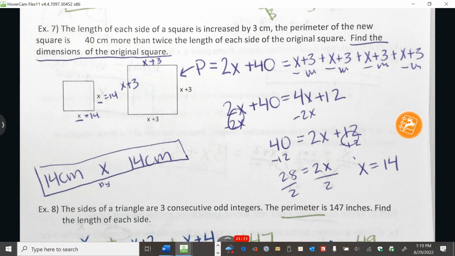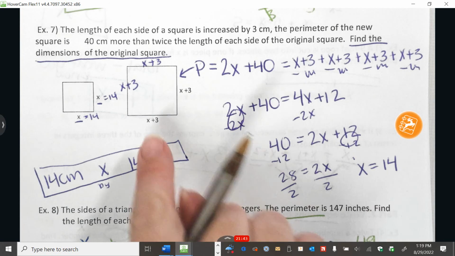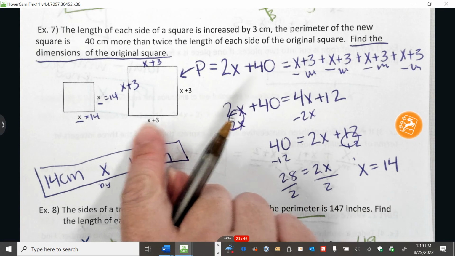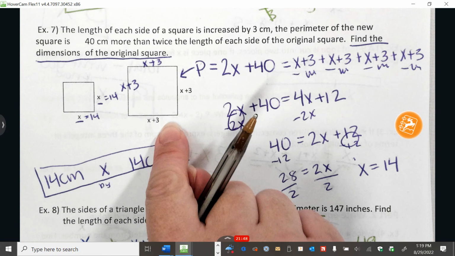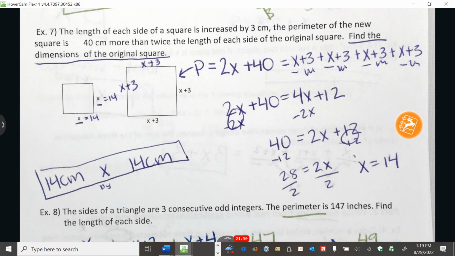Now, what if it asked for the new square's dimensions? What would it be? 17. Yeah, because it's 14 plus 3. If it asks for the new square, but it asks for the original, so we're good. Yes? Okay, I am going to show you something on the practice, and then I'm done.